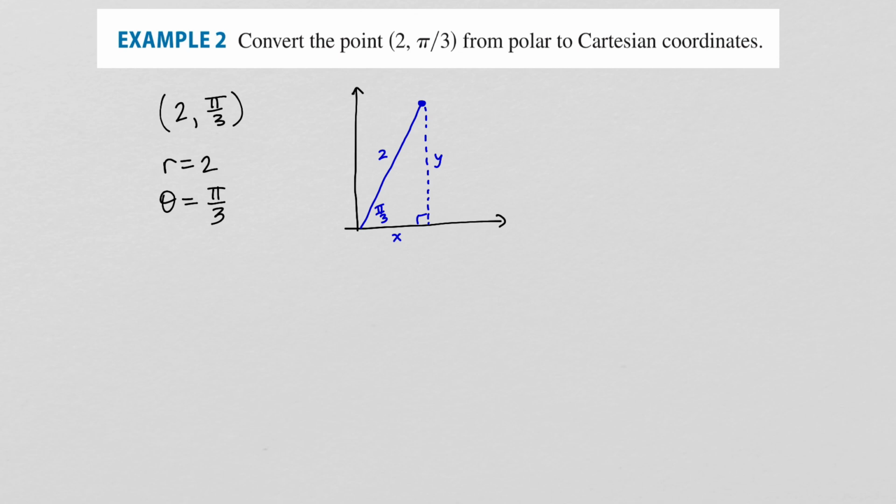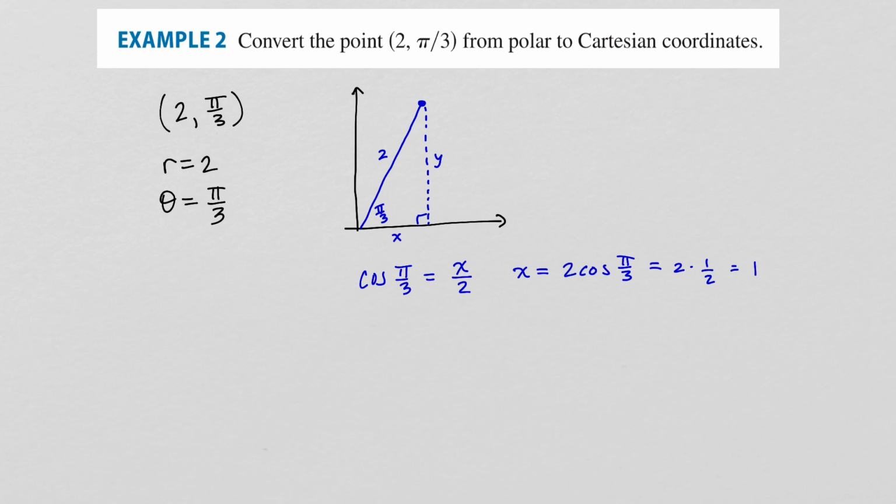Now once again, we can use trigonometry to do this. I could say the cosine of pi over 3 is equal to x divided by 2. Therefore, x is equal to 2 times the cosine of pi over 3. And then we just need to know what is the cosine of pi over 3. Well, it's a special angle, and it turns out the cosine of pi over 3 is 1/2, and 2 times 1/2 is 1.